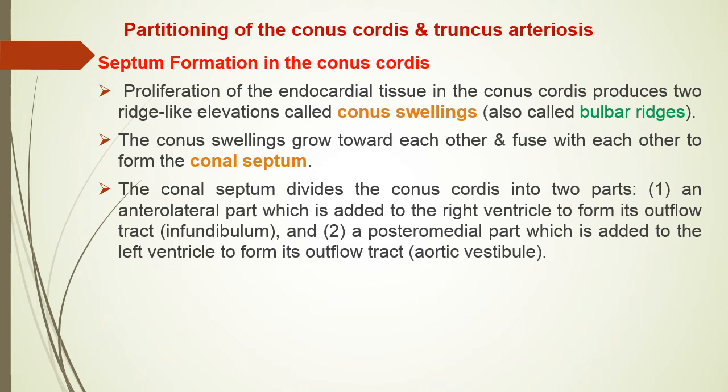So the fate of the conus cordis is that it is divided into two parts by the conal septum. One part of it is added to the right ventricle, the other part is added to the left ventricle. In both ventricles, the parts derived from the conus cordis form the outflow tracts of the ventricle.